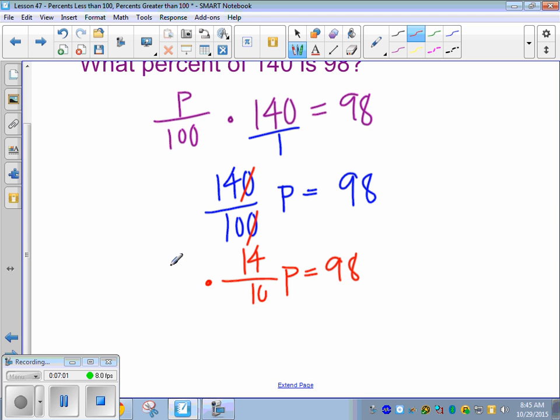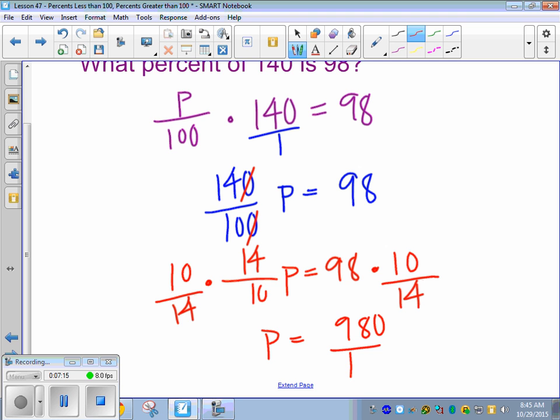And then I'm going to multiply by the reciprocal, 10 over 14. So I get that p equals 980 divided by 14. Whoa. 70? Whoa. 70%. When you're looking for a percent, guys, always put that percent symbol. It's kind of like your units for the problem.